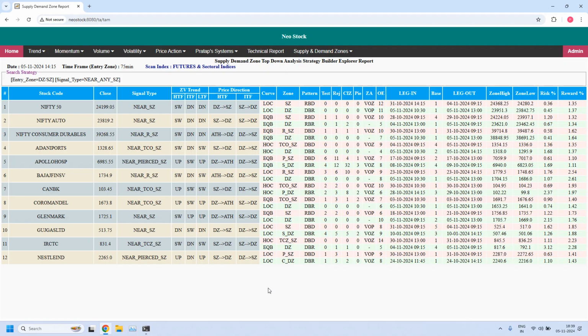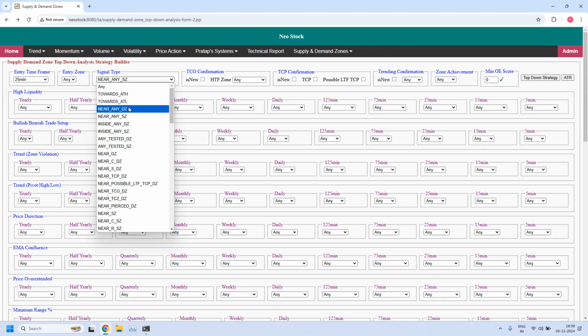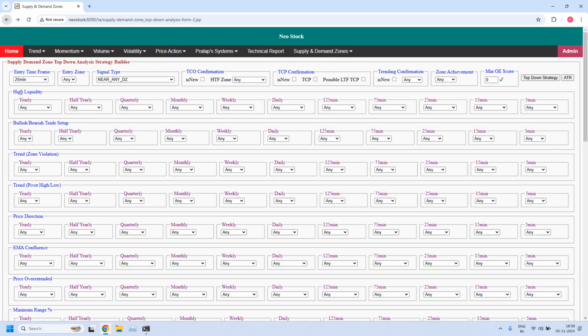Okay, this is about the 75 minutes time frame. Next time frame is 25 minutes. Let us find the stocks near 25 minutes demand zone. 4 stocks are filtered. Next, for 25 minutes time frame, let us find the stocks near 25 minutes supply zone.